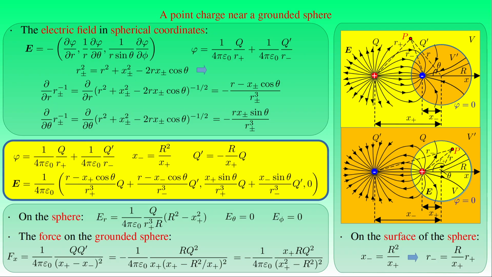The formula shows that the electrostatic force is an inverse cube law for large separation of the point charge q from the grounded sphere, where the ratio of capital R squared to x sub plus tends to 0. If the inducing point charge is close to the sphere, that is, the ratio of capital R to x sub plus tends to 1, then the electrostatic force is proportional to the inverse square of the distance away from the surface of the sphere.